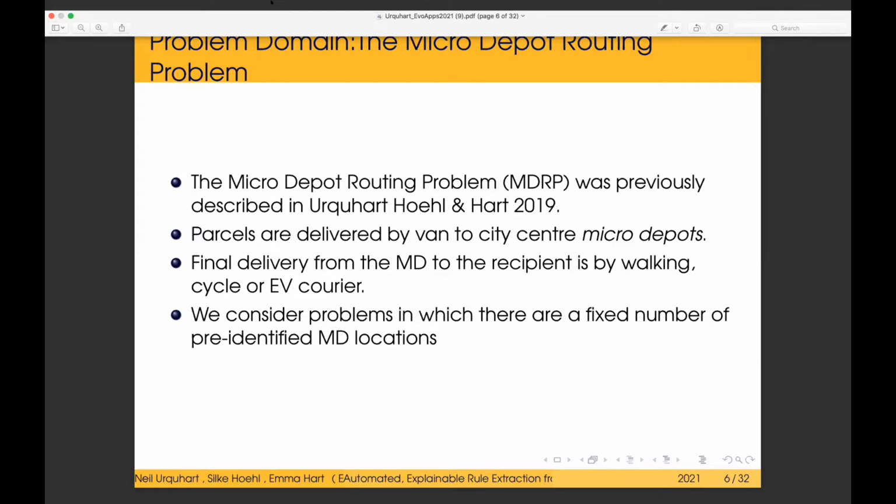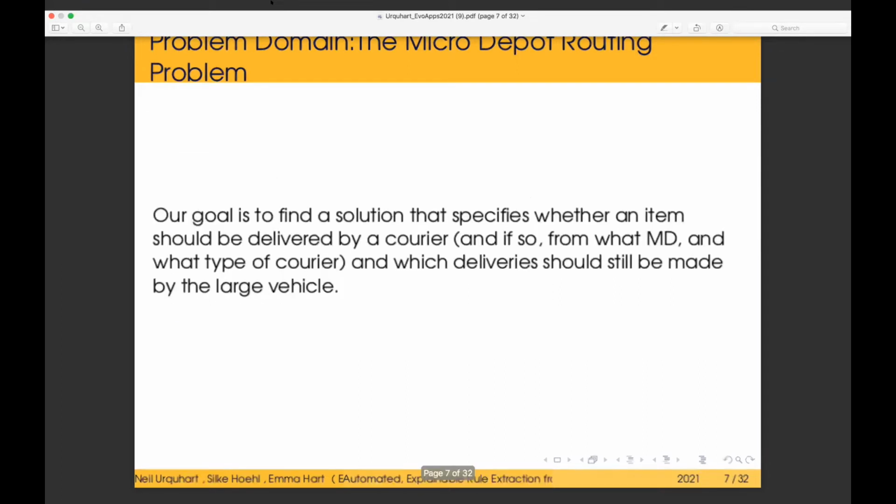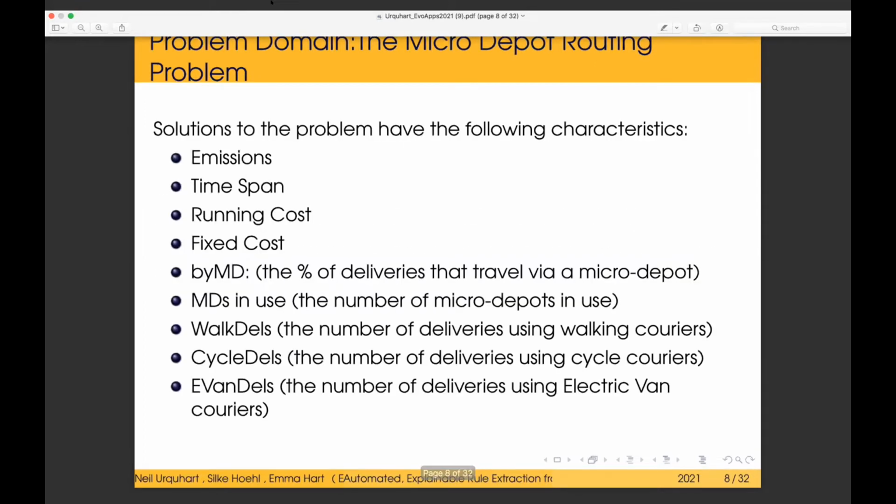And what we're doing is we're basically trying to find ways of making use of the couriers to minimize the overall impact on city centers. There are approximately 9 characteristics to the solution which might be of interest to the expert users. These are things like the emissions, various costs, the time taken, and the use that we make of resources such as micro depots and the various courier types.